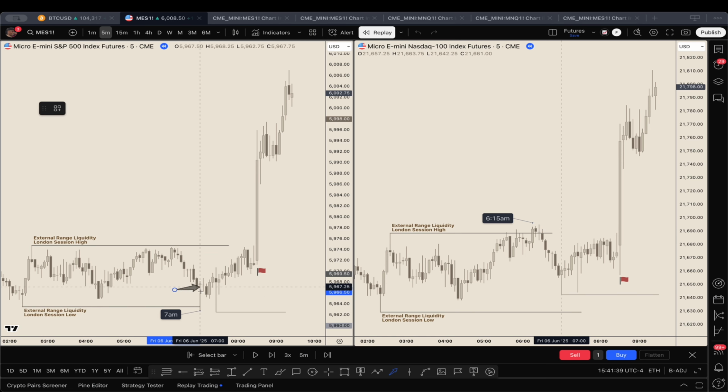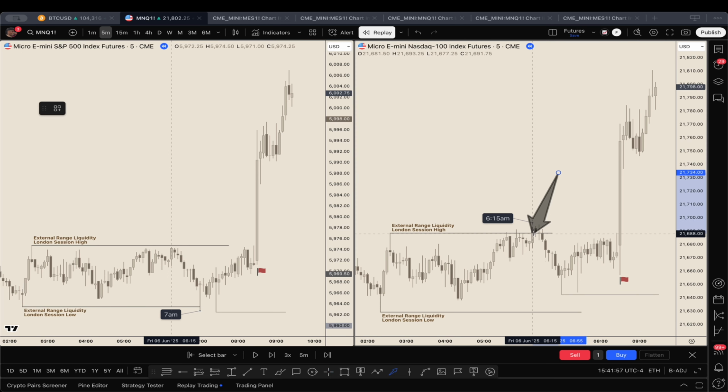As you can see, price came down, took out the London range low, and then reversed higher. But unfortunately, this happened at 7 a.m. Normally, I like to take these trades when the time is closer to 9:15, 9:30. Same thing over here on NASDAQ on the right. You can see how price took out the London session high and reversed lower, but this happened at 6:15. So again, too early for my session.